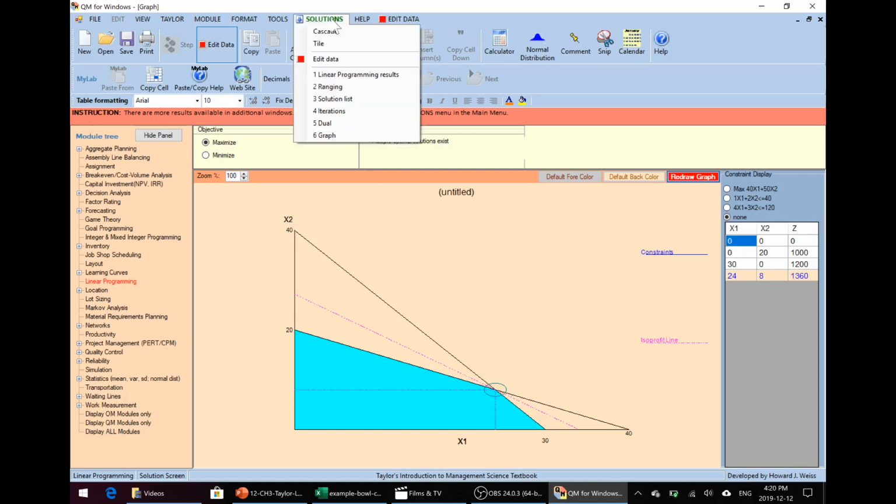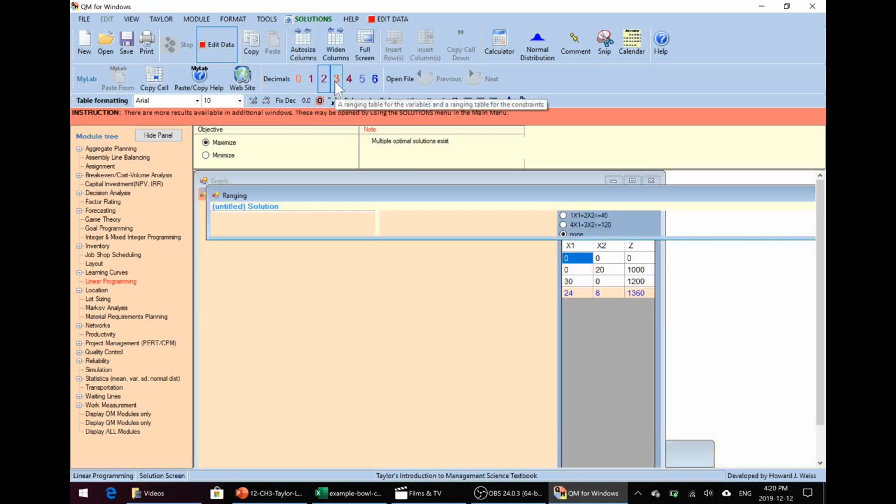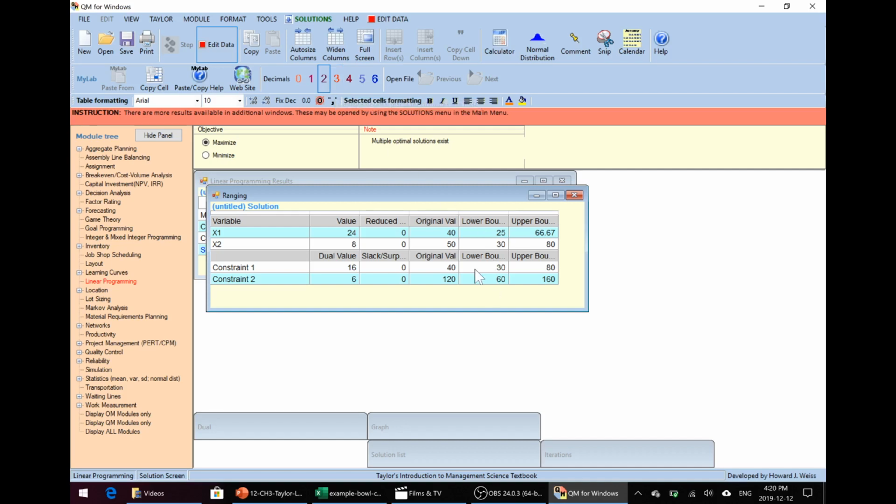Also, in the solution list, we can get the ranging. The ranging is the same as the sensitivity analysis. We have x1 and x2. The original values of x1 and x2 are 24 and 8. Their coefficient values are 40 and 50. The lower bound and upper bound are there, which for C1 is 25 minimum and maximum 66.67, and C2 is 30 and 80.